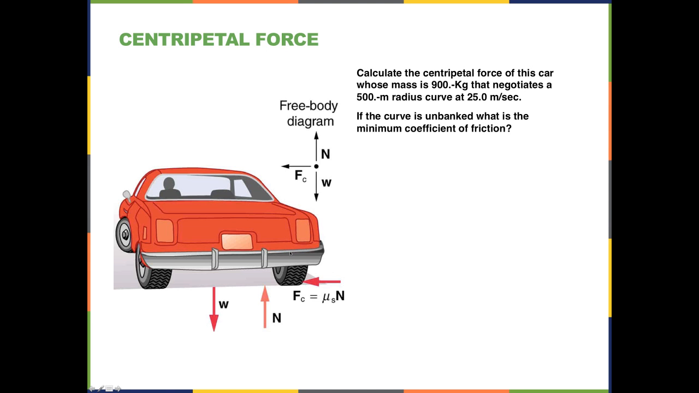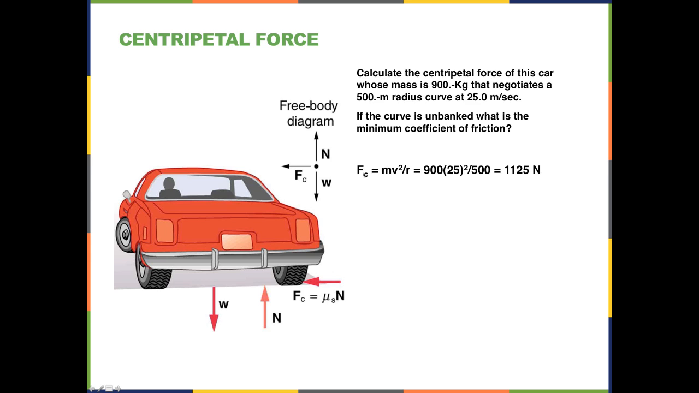So here's the car. It says to calculate the centripetal force on this car that has a mass of 900 kilograms. It negotiates this curve that we talked about before that had a radius of curvature of 500 meters at a linear velocity of 25 meters per second. If the curve is unbanked, what is the minimum coefficient of friction that will prevent this car from spinning out? So here is your force diagram. Your normal is perpendicular to the weight, or parallel to the weight in the opposite direction. Centripetal force is in this direction.